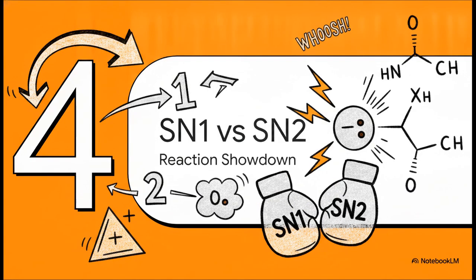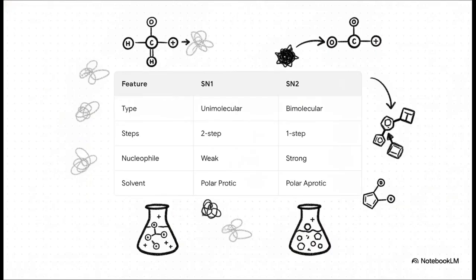Which brings us to Section 4, nucleophilic substitution, the ultimate SN1 versus SN2 showdown. We've reached the critical mechanistic showdown that plagues organic chemistry students everywhere. The source material precisely delineates the rules governing this battle, so let's break it down.